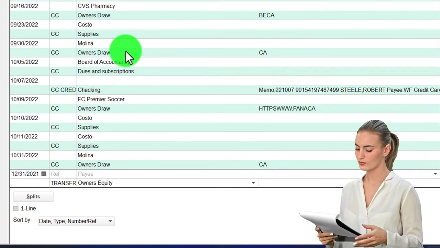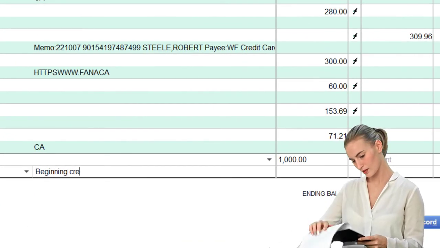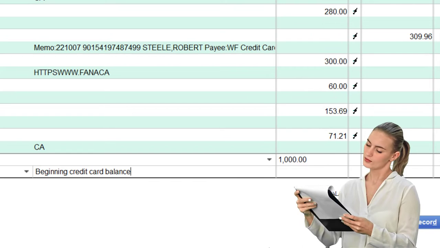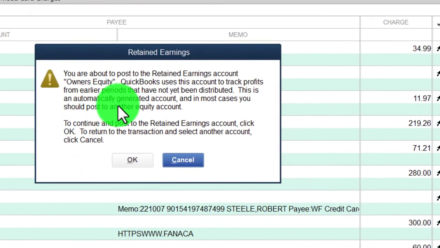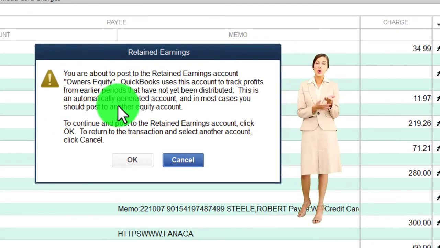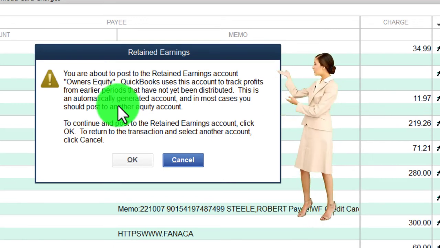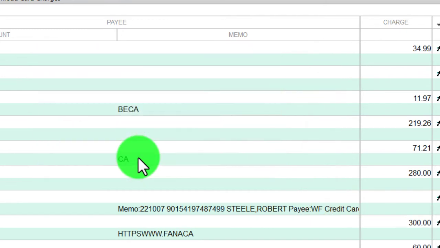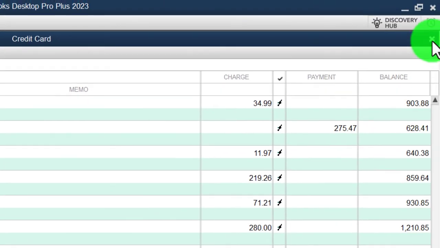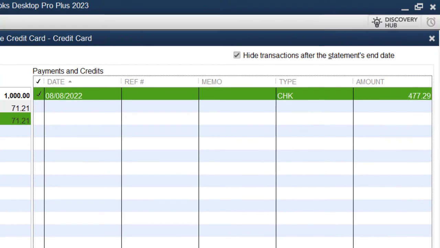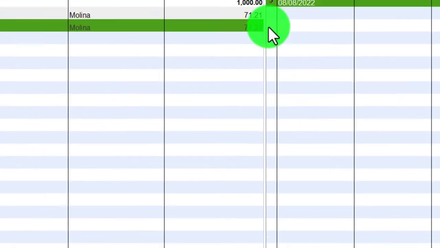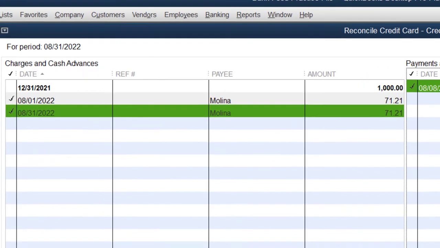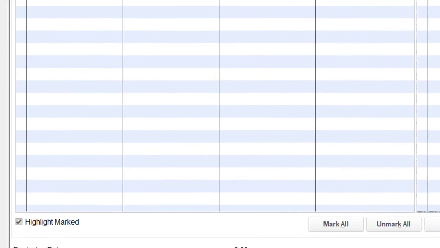It's not going to hit the income statement. I'll call it beginning credit card balance tab. And then it says, I'm just paraphrasing, that you don't normally hit the account that's like a retained earnings type of account, the one that rolls the income statement into it, unless you have a reason to do it, such as setting up the beginning balances. So I'm going to say, that's okay, I know. And then I'll close this out. So now that item is right here. It's still not up top in the beginning balance, but it's something that I can check off.